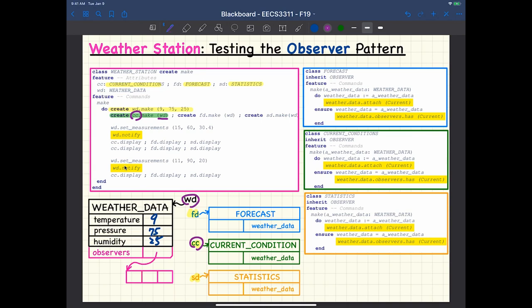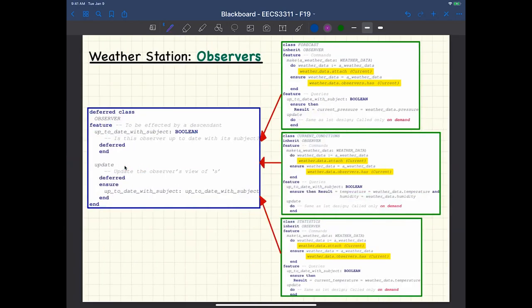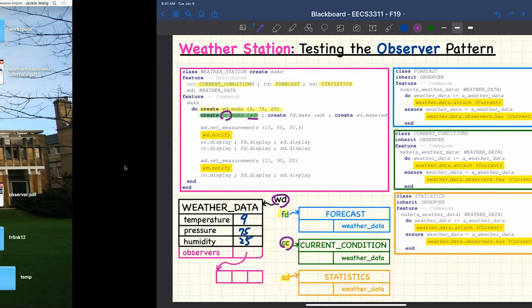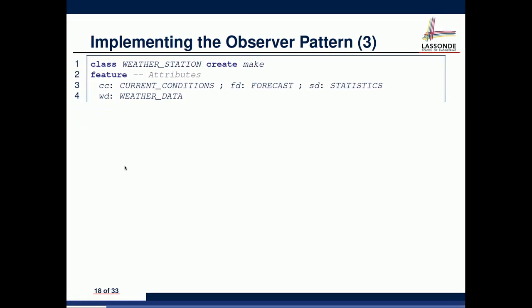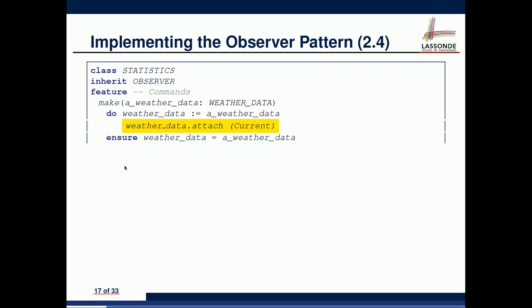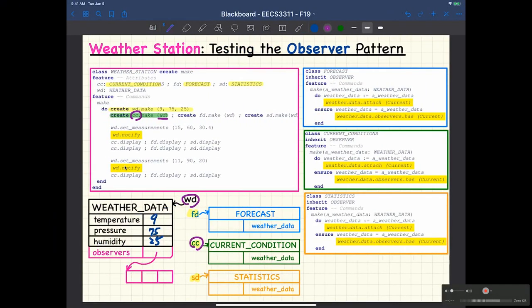You can look back at the definition yourself. That's a definition you can look at. Now I'm going to just trace it very quickly for you. What's going to happen is this. I'll just do this one specifically. Let's say for the current conditions, what's going to happen is like this.